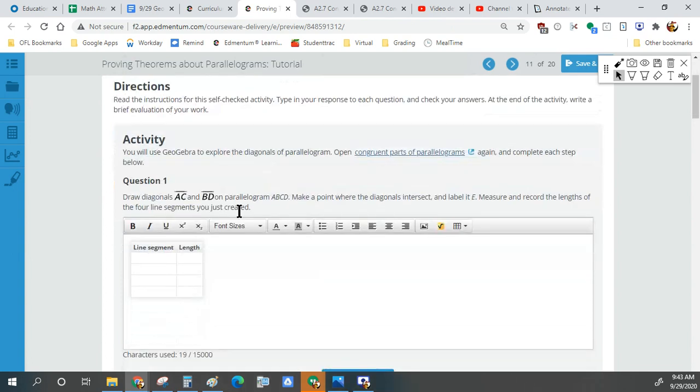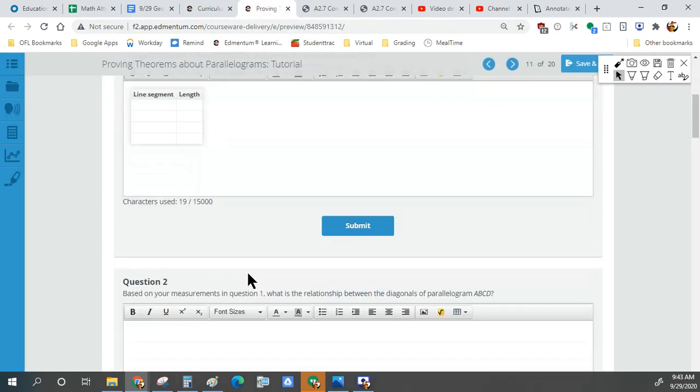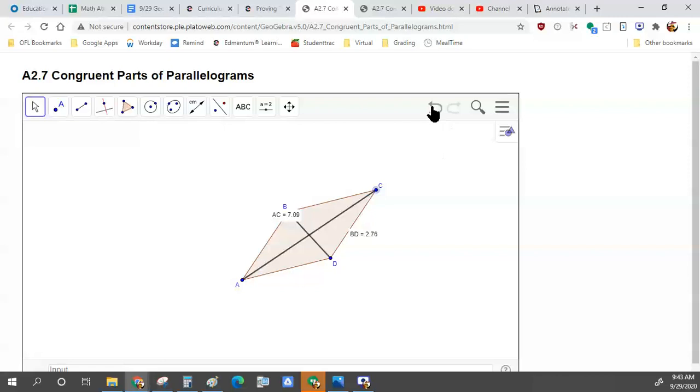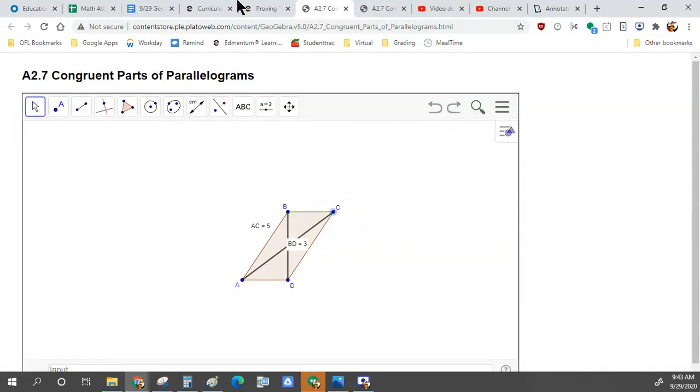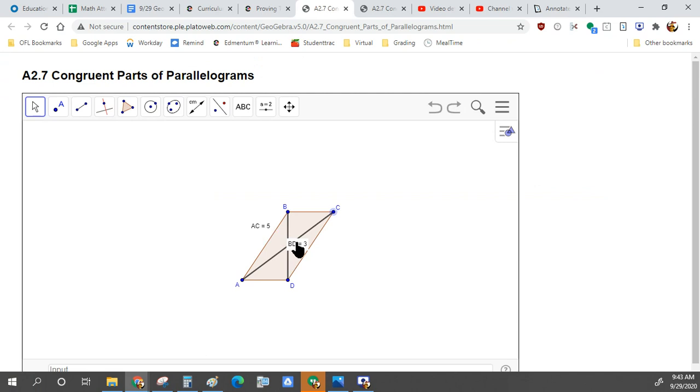So, draw lines AC and BD. AC and BD. Record the length. I'll record the length before I move them. There we go. Oh, label point E. Oh, duh. I'm sorry, guys. Diagonals are not equal to each other. The diagonals bisect each other.